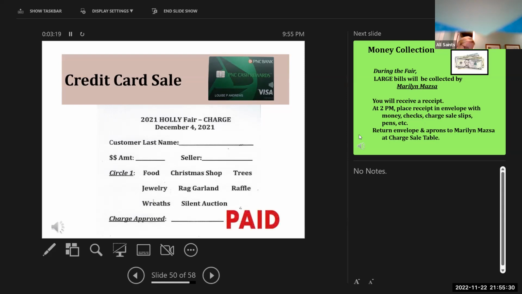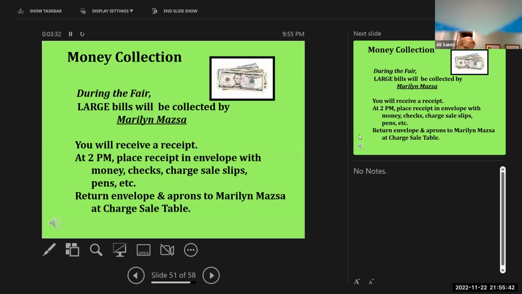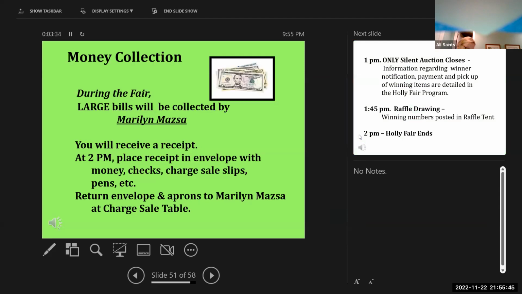And when they come back, the person out here, the charge sale area, is going to mark it paid and sign it. And when they see that mark like that, and they bring it back, you can give it to them. If you get a lot of big bills, Marilyn's going to be coming around to check and pick it up so that you don't have a load of 20s, hopefully, or a load of 50s in your apron. She'll give you a receipt so that we know it was from the bake shop or where it was from. And you're going to put all those little slips in an envelope at the end of the day and give it to Marilyn right out here where the charge sale is going to be.